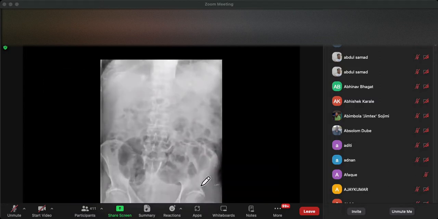Okay, abdominal film, patient with weight loss. Any thoughts?